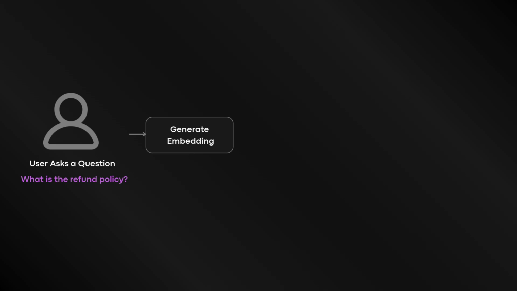Now comes the most important step. The vector database compares the user's question with all the stored document chunks. Instead of searching for exact words, it searches for chunks with the most similar meaning. Then it retrieves only the most relevant chunks. This process is called retrieval.